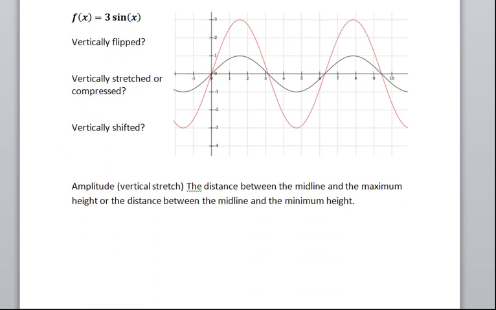Alright, now let's take a look at a different function, and that's y equals 3 sine x. Okay, is this thing vertically flipped? No, right, because we don't have a minus sign out in front. Is it vertically stretched or compressed? Yes, it's vertically stretched by a factor of 3.